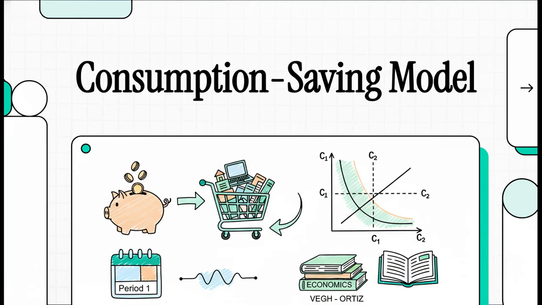So today, we're going to break down a really core concept in economics, one that gets to the heart of a question we all face. Should I spend this money now, or should I save it for later? We're diving into what's called the two-period consumption saving model, and we're basing this explainer on material from Carlos Végh's fantastic book, Open Economy Macroeconomics, as adapted by Alberto Ortiz.